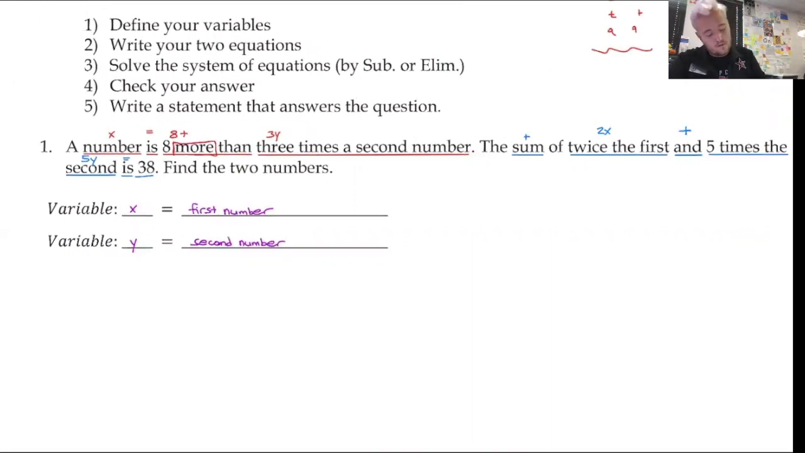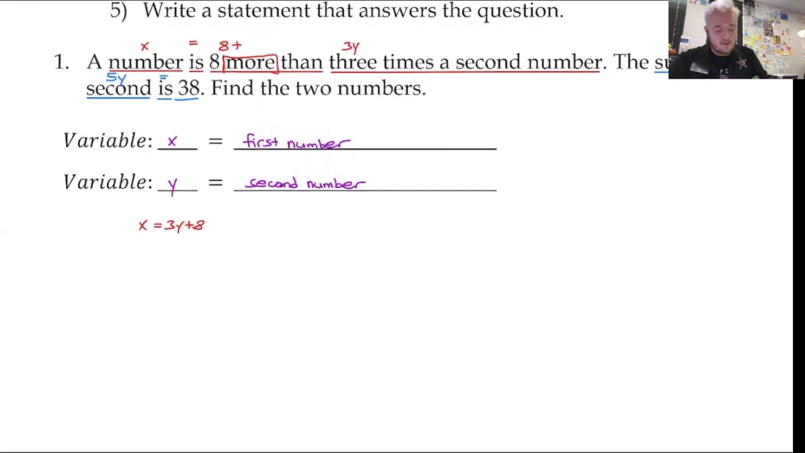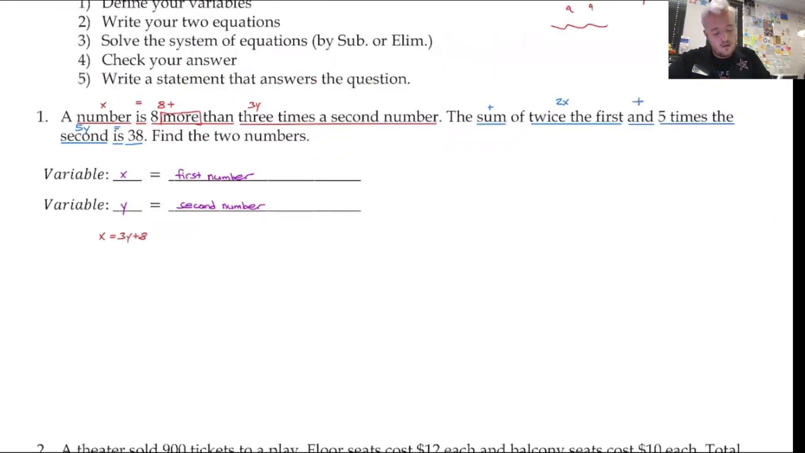So I'm going to write these out. x equals 8 plus 3y. Now, addition is commutative, so the order here doesn't necessarily matter. However, this typically is actually supposed to be 3y plus 8, just because of the word than. The word than means we have to switch the order. All right, and then our next equation, which is in blue, so twice the first.